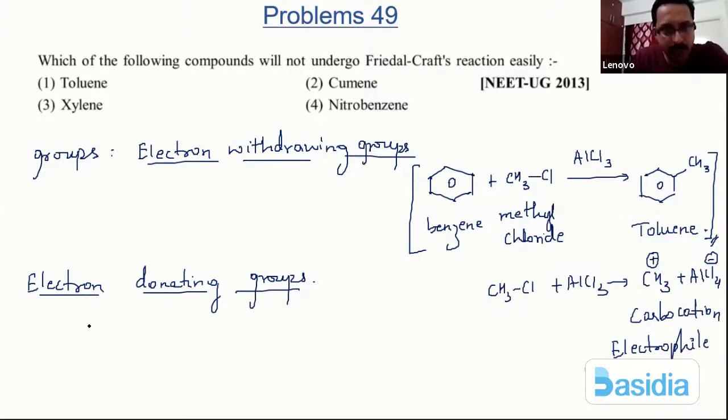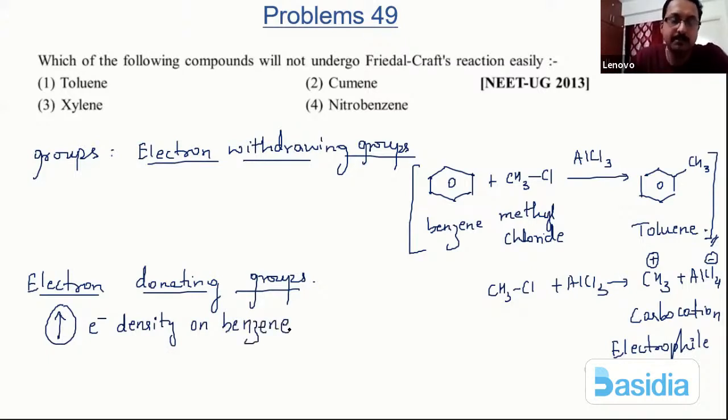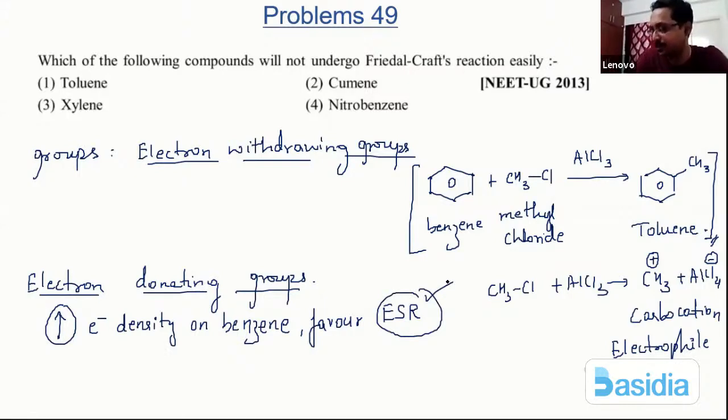If there are electron donating groups, they are going to increase the electron density. They normally increase the electron density on benzene. If the electron density on the benzene is increased, this is going to favor what? This is going to favor ESR reactions, electrophilic substitution reactions. So it is going to favor the ESR reactions.